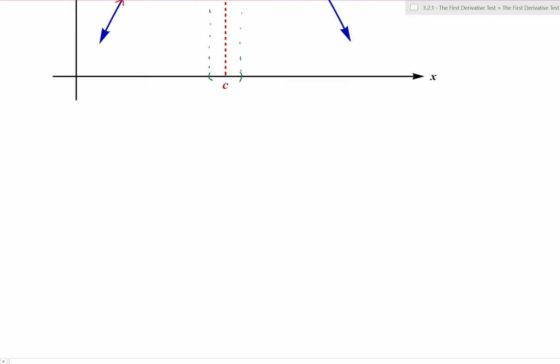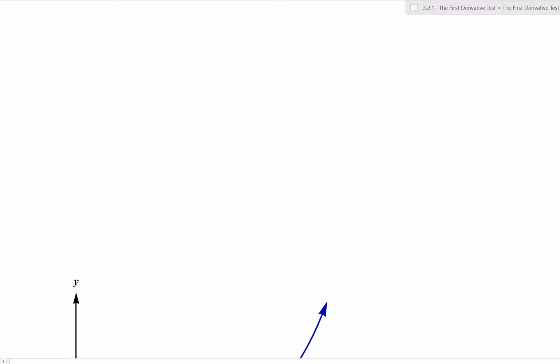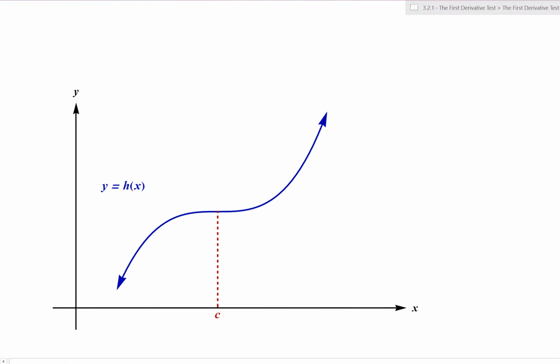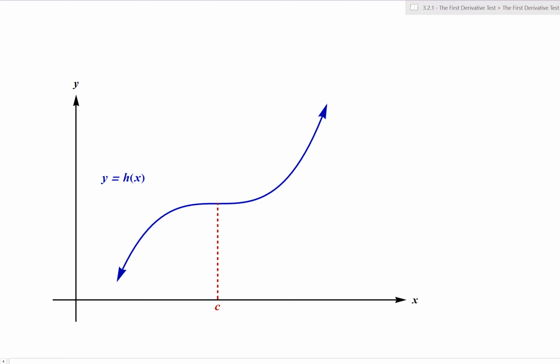Well, does this always happen? Let's take a look at one more here. And so here is this function h of x. Now this function, we can see that there is no local extreme point right there. No local extreme point, since to the left of C, the values are less than h of C, and to the right of C, the values are bigger than h of C. So there's no local extreme point.